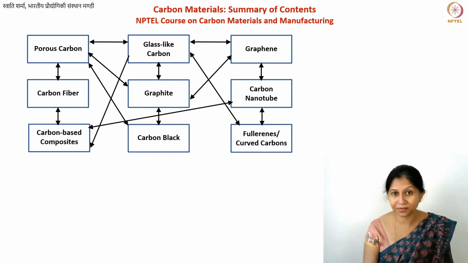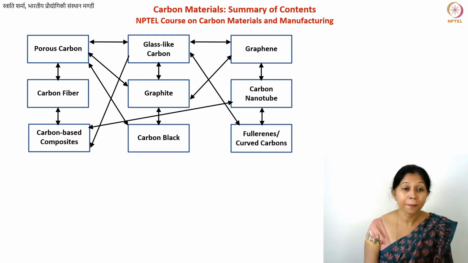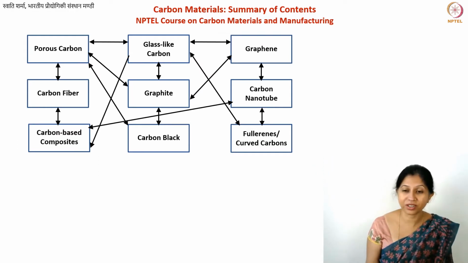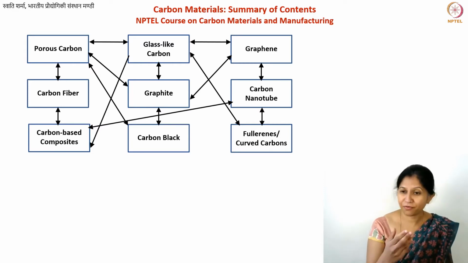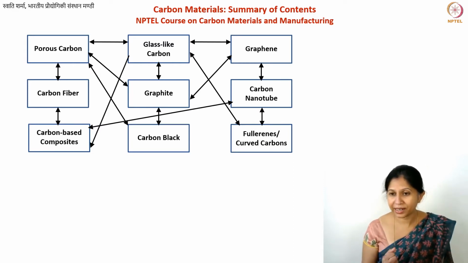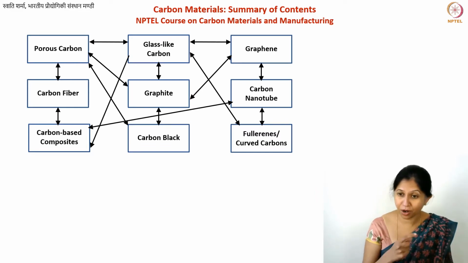Yes, we know that. Glass-like carbon is connected to fullerene. We also know that. We know that graphene and carbon nanotube are connected when it comes to crystal structure, when it comes to NM notations. We also know that carbon fiber based composites, definitely they are connected. But composites can also be made using carbon nanotubes.